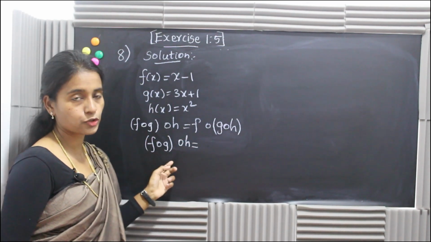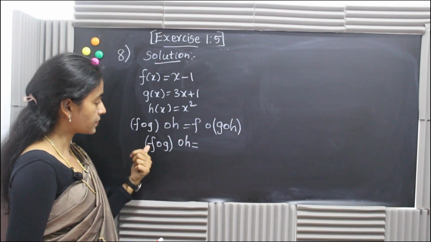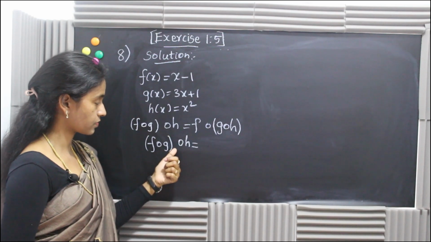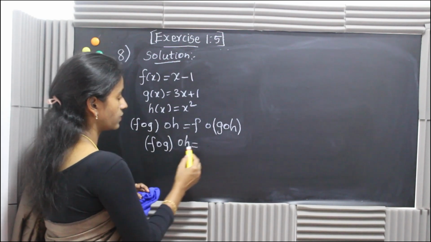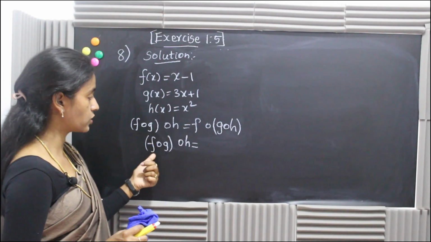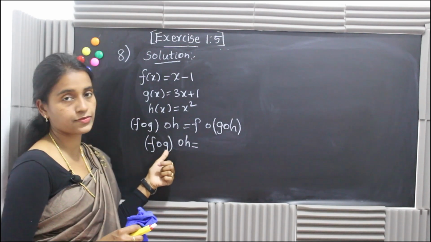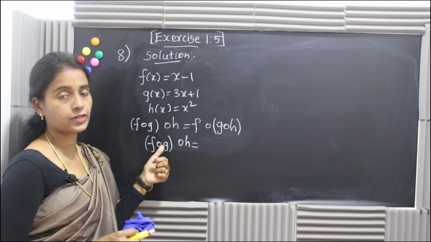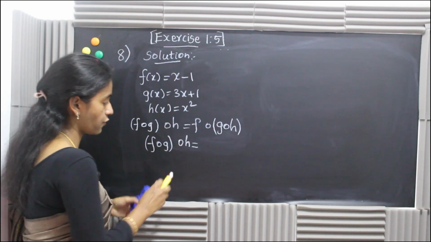According to the composition of function, how can we expand this? Here, before solving this, we should solve f of g first. What is inside the bracket? f of g. We are going to solve this first, f of g first.